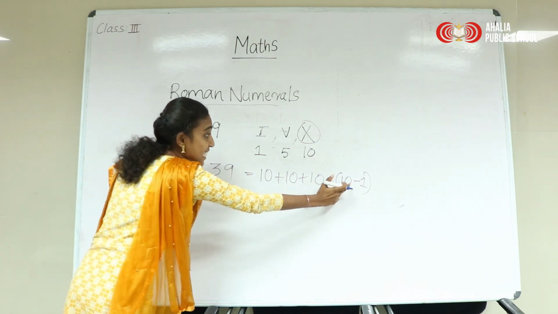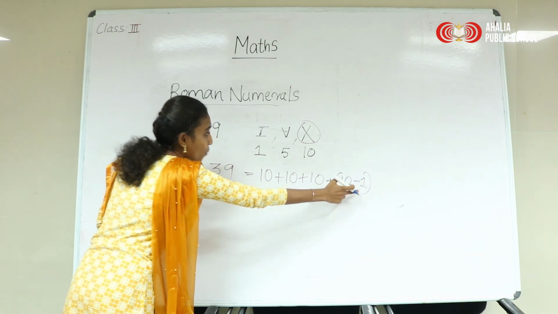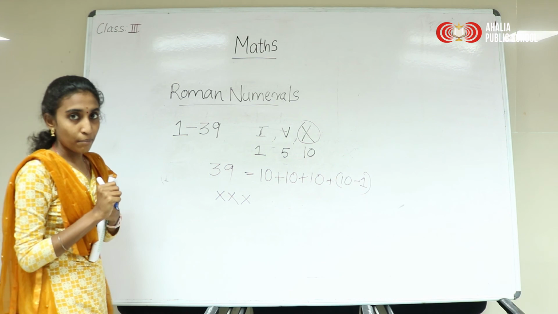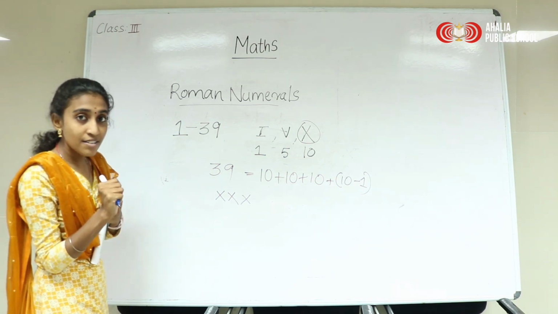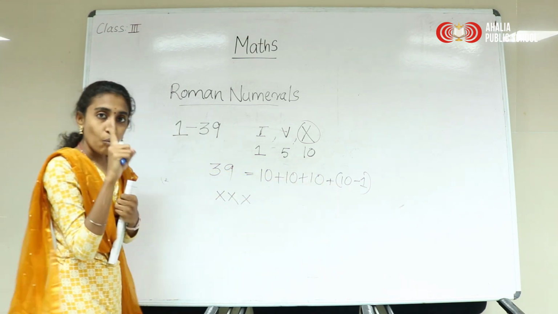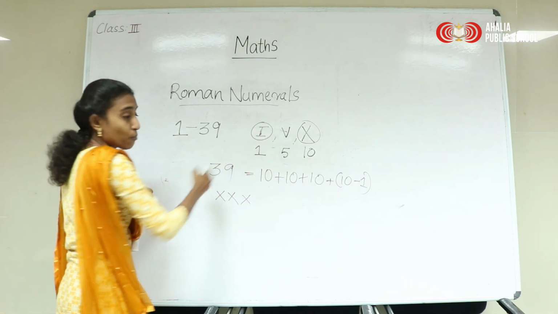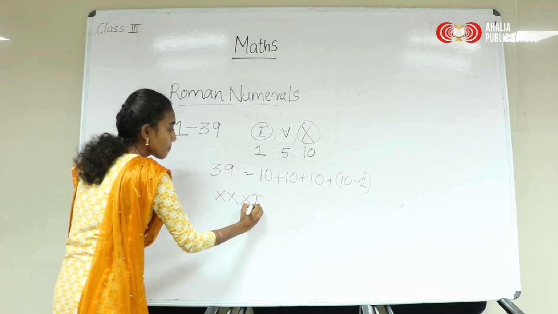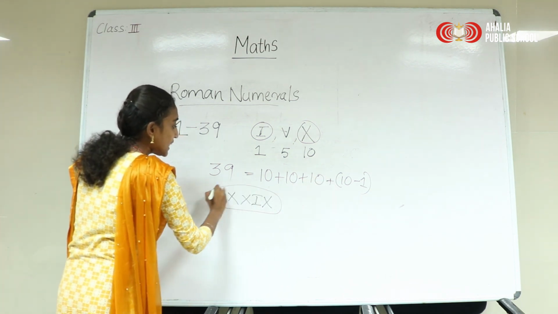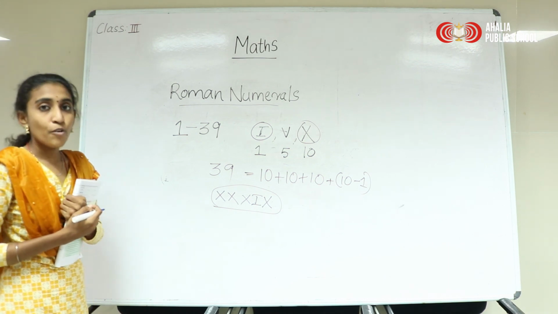And what is this? 10 minus 1. So we are forming a number by subtracting those two numbers. So which number will come first? Yes, the smallest number. What is the smallest number there? 1. So what is the Roman letter for 1? This. And next 10. So this is how you write 39 in Roman numerals.